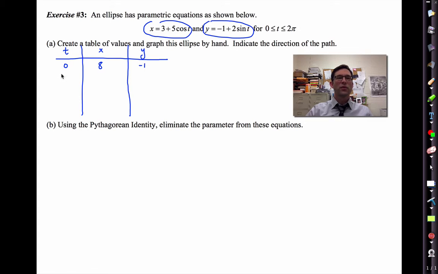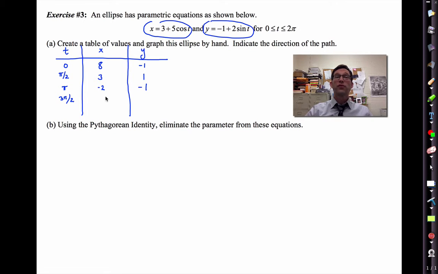Let's get the entire table, and we'll start kind of drawing out the graph. If I put pi over 2 in, cosine is 0. X would just be 3. Sine is 1. Y would be 1. If I put pi in, cosine of pi is negative 1, so I'll have 3 minus 5, which will be negative 2. Sine of pi, though, is 0, so I'll have a y-coordinate of negative 1.